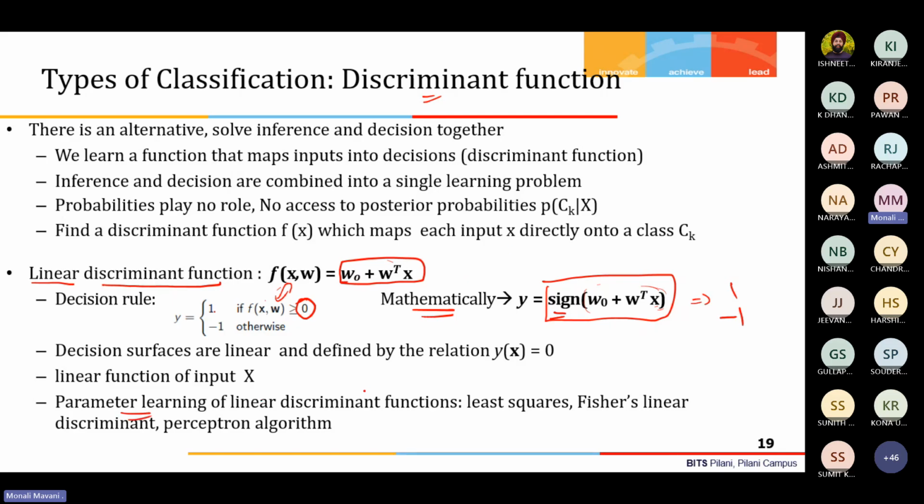How are we learning these parameters? Ultimately, these W's we have to learn. So there are methods like the least square method and the perceptron algorithm. You will learn the perceptron algorithm in deep learning. It's the base for the neural network. Then Fisher's linear discriminant. So all of these are different types where these parameters are learned. We are not going into detail on this discriminant function, but for the sake of completeness, this is what we are explaining theoretically here: which classification algorithms fall under which categories.